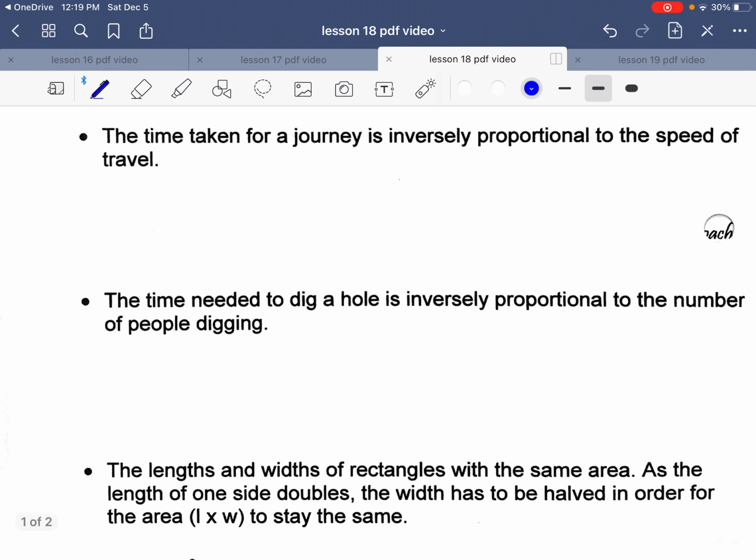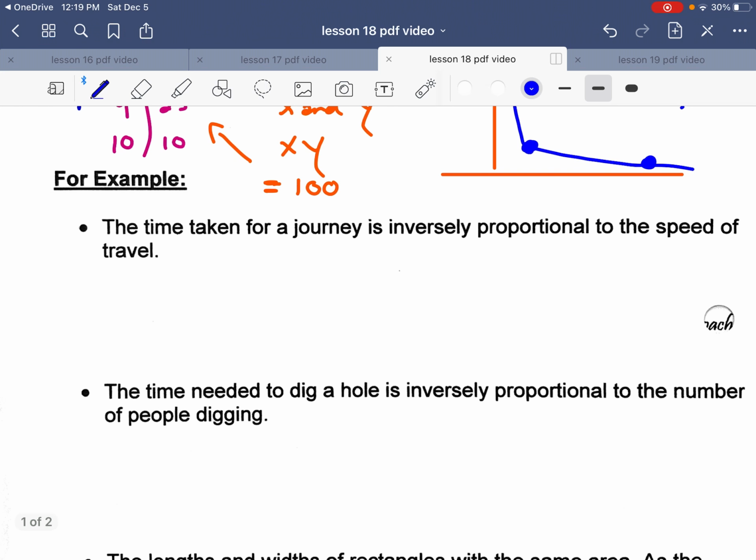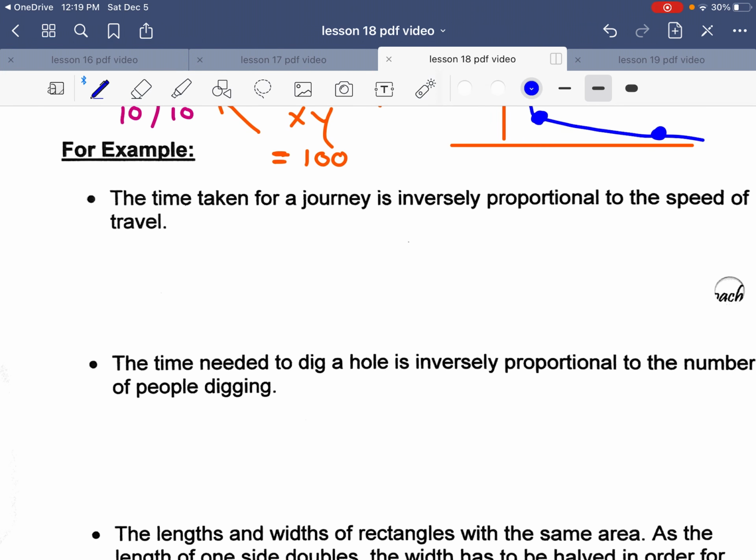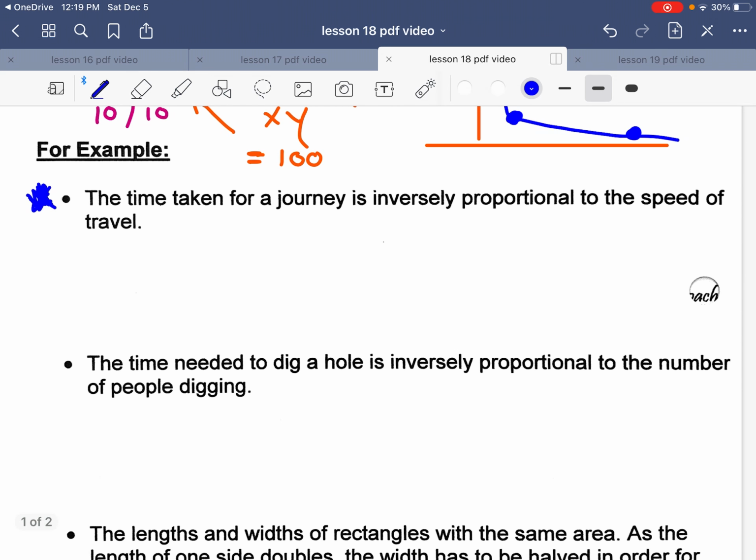So these are a bunch of examples of what's happening. If we're looking at proportion, both things would be increasing. For example, the more hours I work, the more money I make. In this situation, one has to go up while one goes down. So for this first one here, the time taken for a journey is inversely proportional to the speed of travel. That obviously means, if I'm comparing two things, speed of travel talks about how many kilometers you're going, and time. Comparing those two obviously makes how fast or slow you're going.